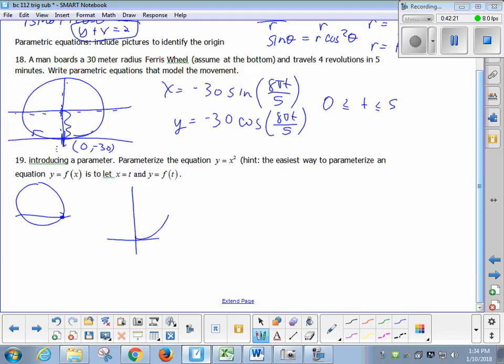Okay, real quick. So you said you put the origin here, which is 0, 0. Which direction did you go? Clockwise or counterclockwise? Clockwise. That's clockwise. You're right, it could be either way.